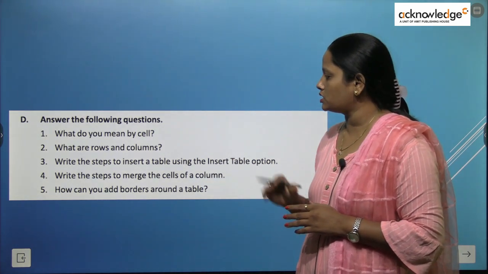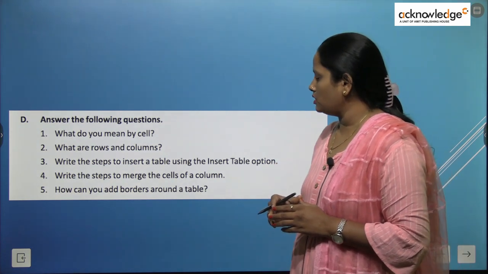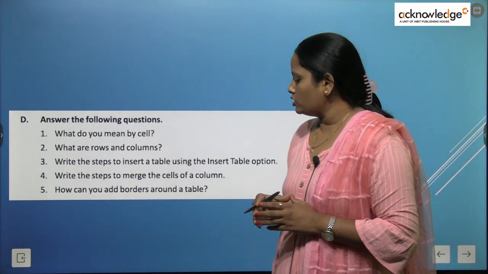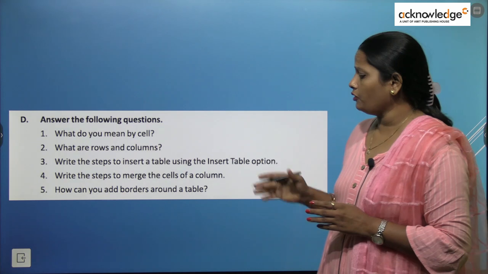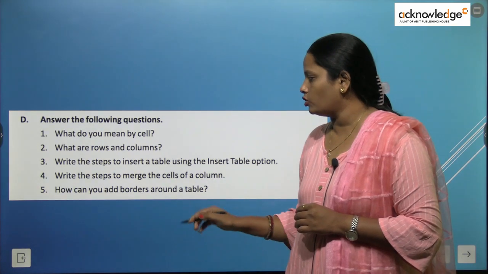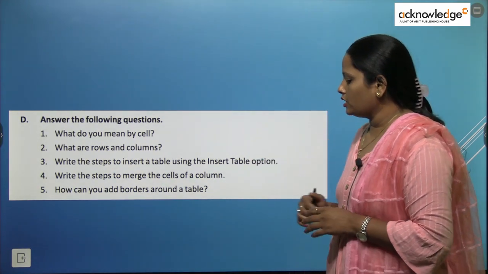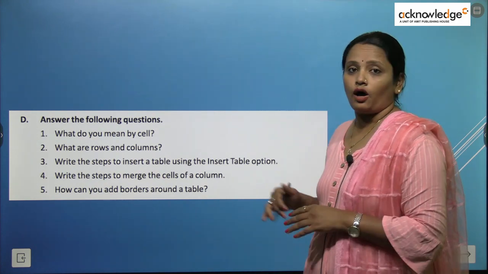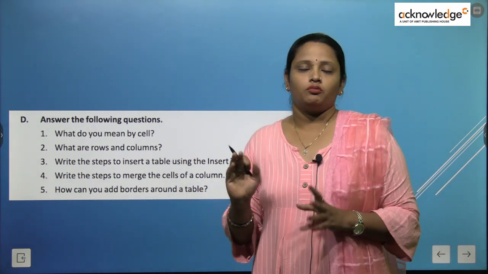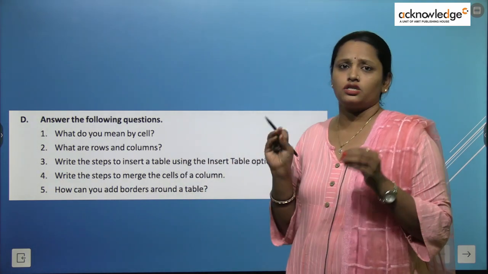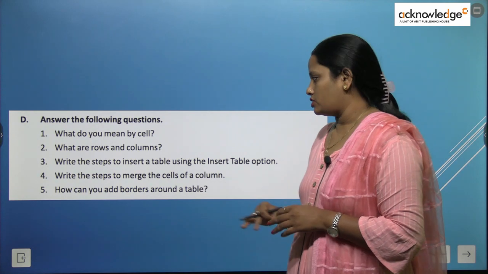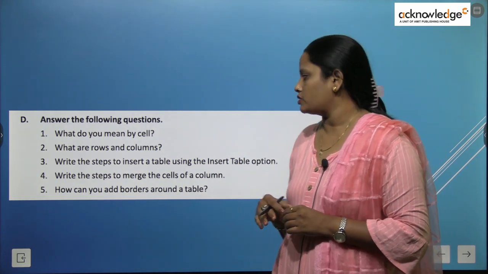Write the steps to insert a table using the Insert Table option. To insert the table, we have to go first to the Insert tab, then go to the Table option, and from there go to the Insert Table option, and click on the desired number of rows and columns that we want, and just after that click on the OK button. After doing this, the table will be inserted through the Insert Table option.